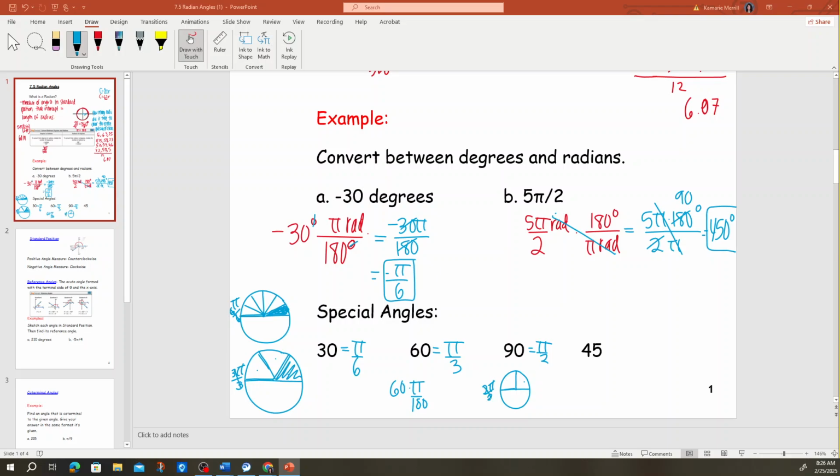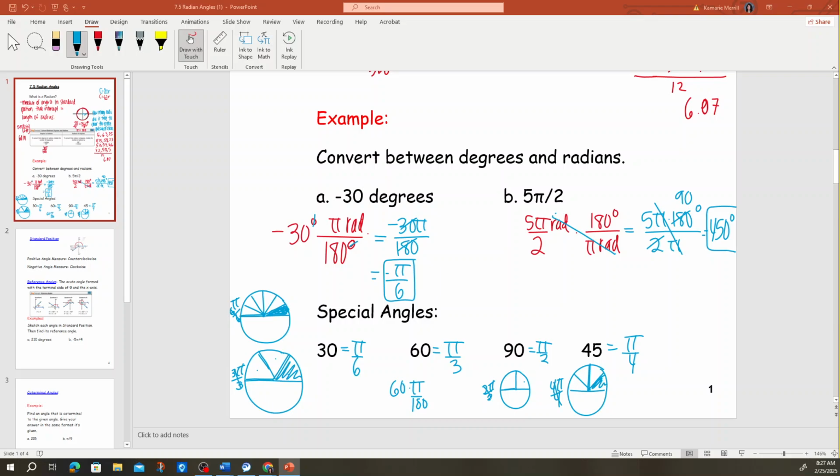Okay, how many 45-degree rotations? 4 of them can fit, because I have 45, 90, 135, all the way to 180. So 4 pi fourths will get me all the way to 90. So just 1 pi fourths is a 45-degree rotation.